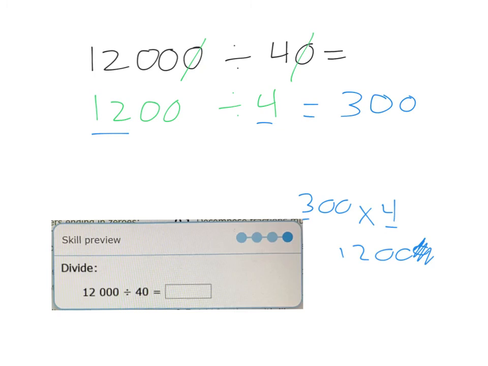Just a matter of thinking, okay, let's focus on, I first canceled out these extra zeros. I think that makes it easier. And then I did, okay, 12 divided by 4 is 3, but I need 2 more zeros to make that. So our answer is 300.